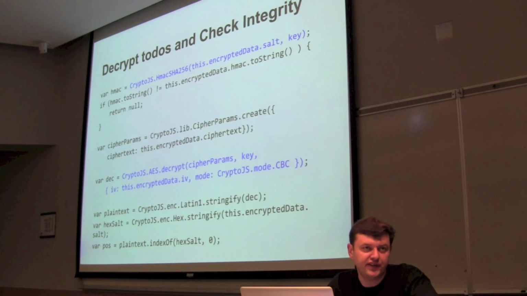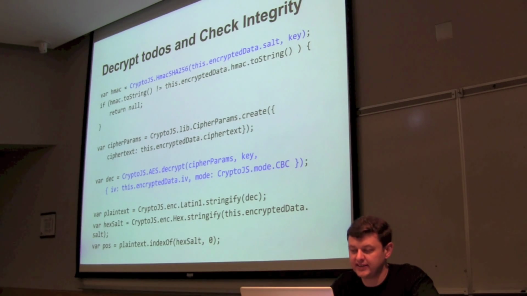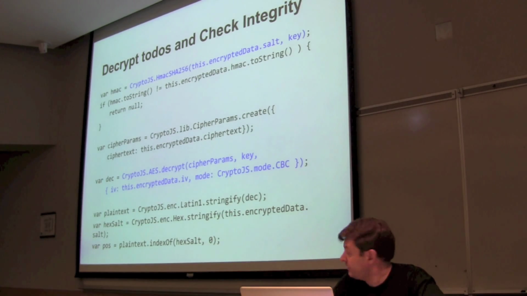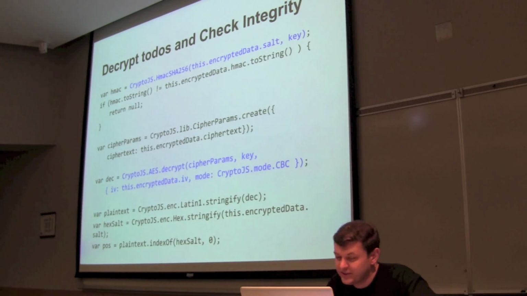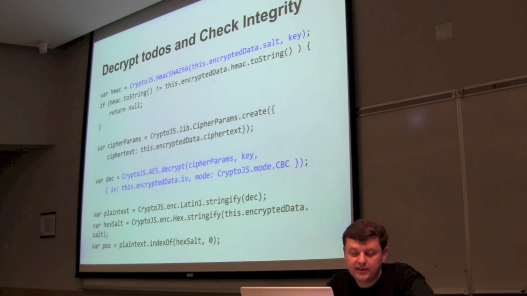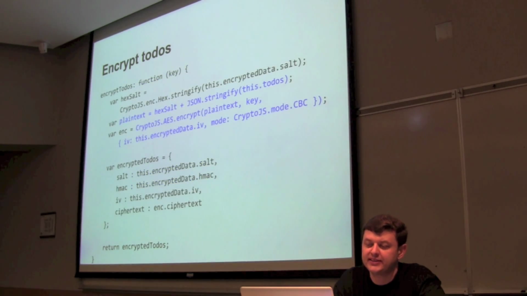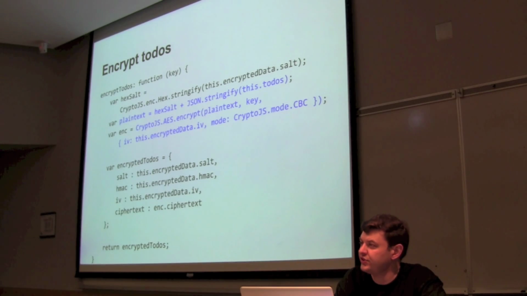I'll pass in my initialization vector, which was stored on the file system, and my key, which was generated. I'll take that data and turn it back into a plain text string, and then I will figure out what my string version of my salt was. My slide was cut off. I will actually go ahead and see if I can find the salt as the first string. We're going back a slide here, where for the plain text I took the hex salt and concatenated this JSON.